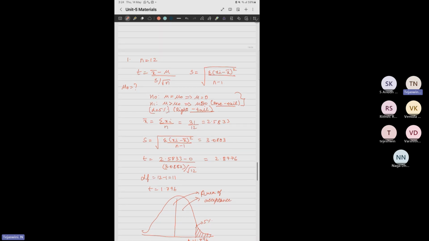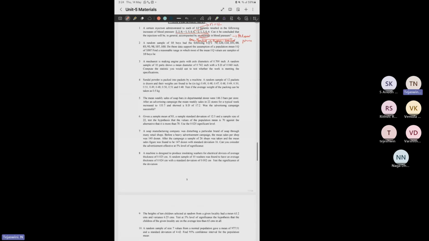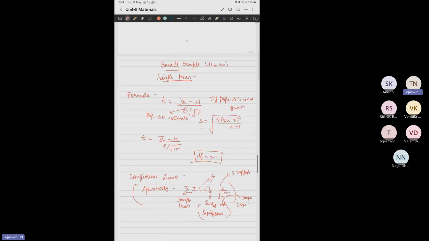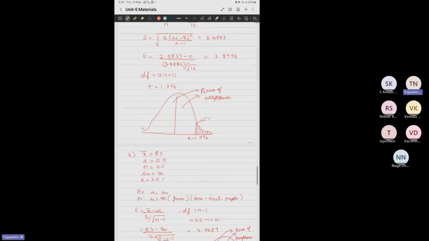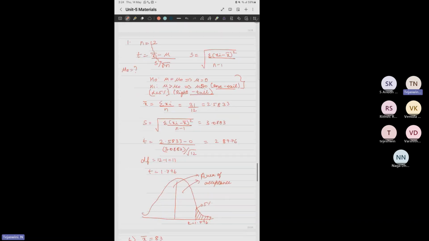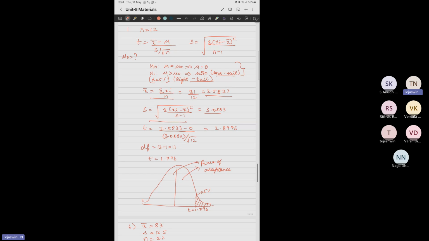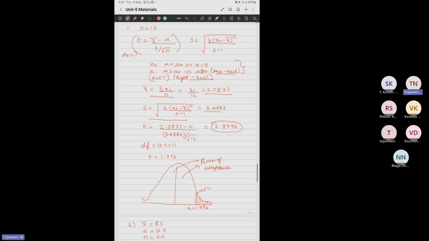We have the data given here. So from this we can find the mean and standard deviation. The formula for mean will be sigma xi by n, and the formula for standard deviation will be root of summation xi minus x bar the whole square by n minus 1. So the value of x bar and standard deviation is given here. Substitute it in this formula, and then we'll get the value of t to be this. t is equal to 2.8976.